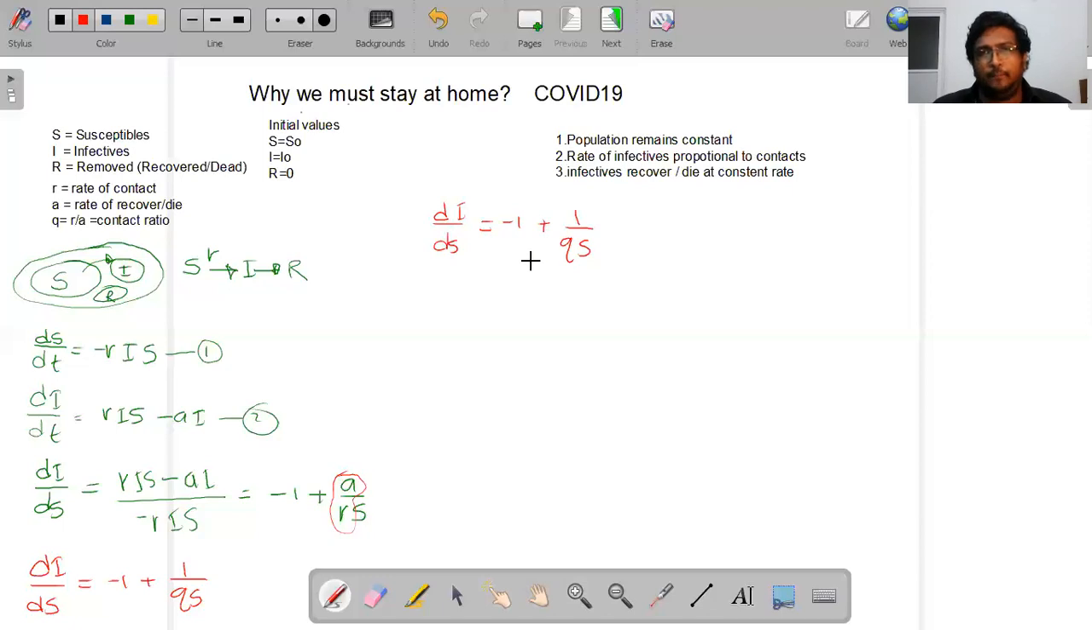Then we want to come up with the maximum number of infected people. We are going to get I max. Our target is to find I max. This is our target.